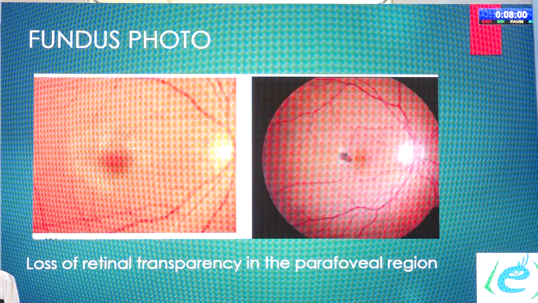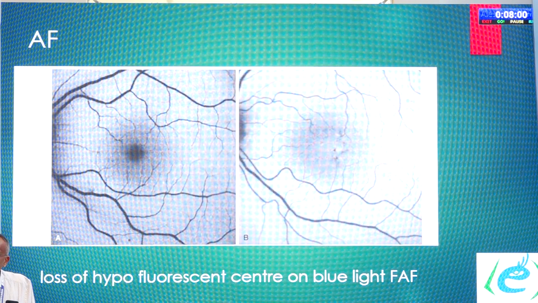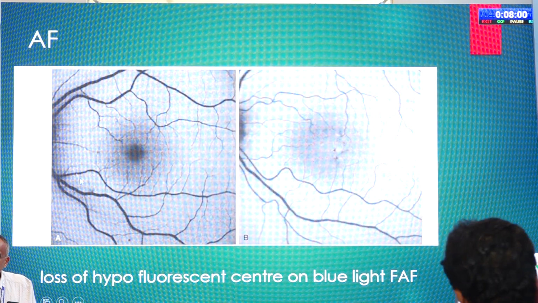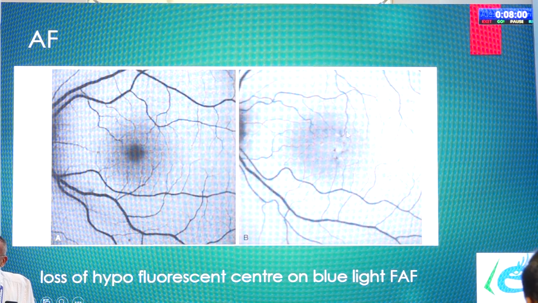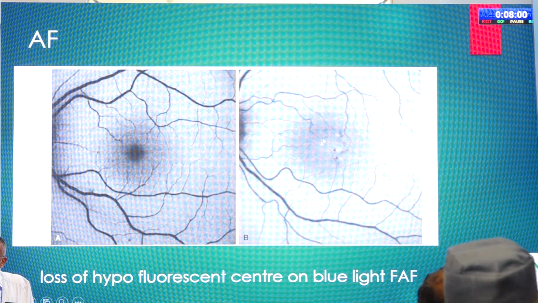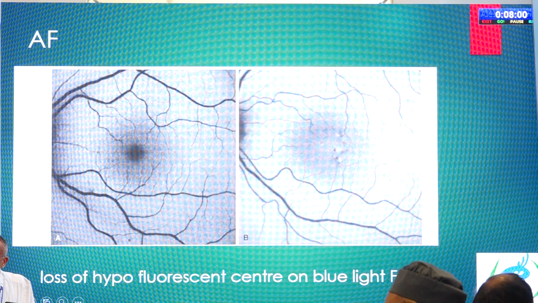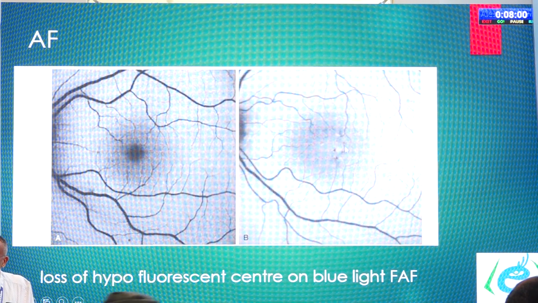The fundus photo shows this loss of retinal transparency in the parafoveal region, and the other photograph shows the clump of pigment. The autofluorescence, this is the first photograph, this is the normal photograph of a retina in AF, and here you can see the normal foveal hypofluorescence is lost, and we have some hypofluorescent areas as well. So this is loss of hypofluorescent center on blue light autofluorescence.